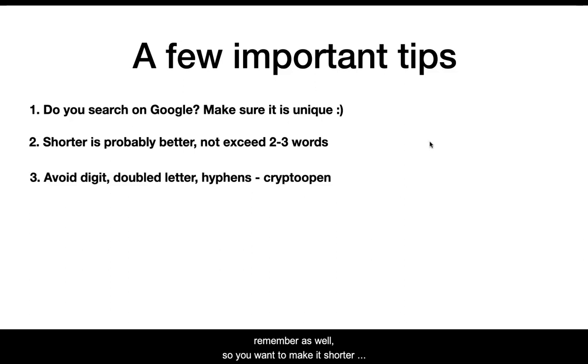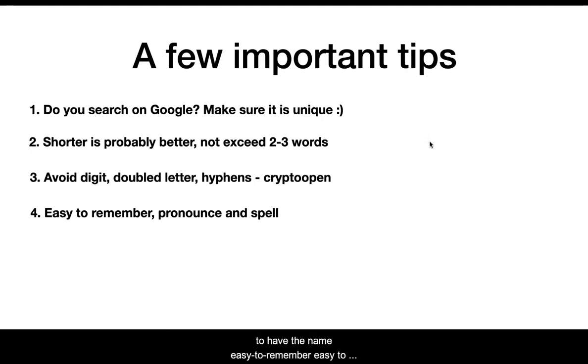Also, you want to avoid digits, doubled letters, and hyphens. Something like, okay, I want to have crypto open. The user may have a typo. They forget to have another O. So crypto open, you have 2 O's in between. This kind of name is very confusing, right? The users may type it wrong. Even yourself, I think you may type it wrong. So you don't want this kind of name.